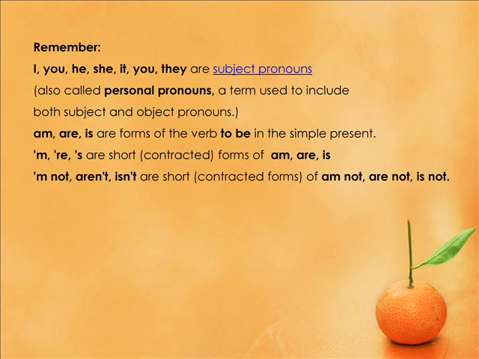Remember, I, you, he, she, it, we, you, they are subject pronouns, also called personal pronouns, a term used to include both subject and object pronouns. Am, are, is are forms of the verb to be in the simple present. Also, there are short contracted forms of am, are, is. Am not, aren't, isn't are short contracted forms of am not, are not, is not.